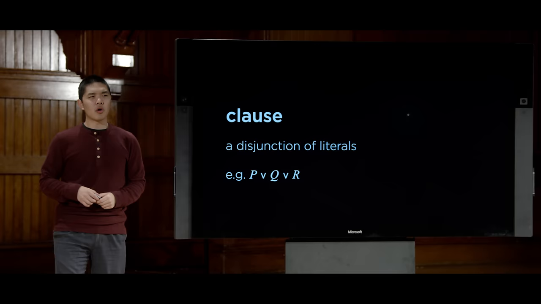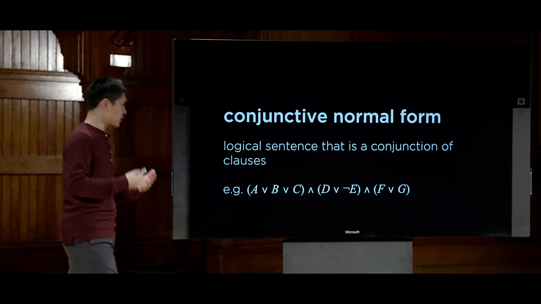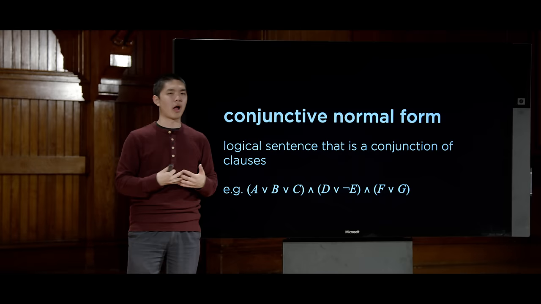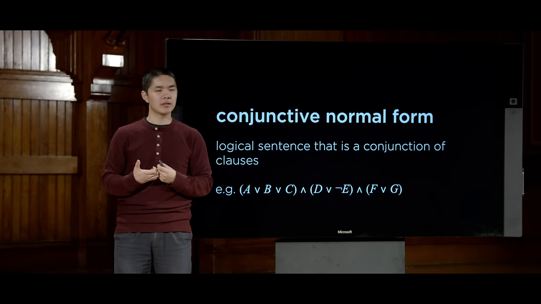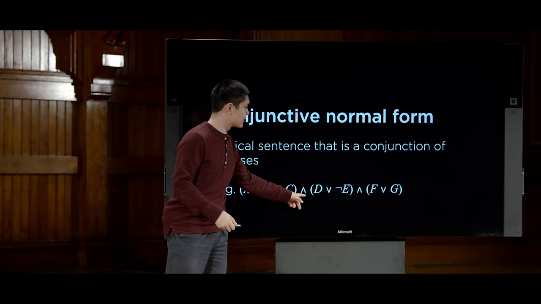Meanwhile, what this gives us is an ability to turn any logical sentence into something called conjunctive normal form. A conjunctive normal form sentence is a logical sentence that is a conjunction of clauses. Recall again, conjunction means things are connected to one another using and. And so a conjunction of clauses means that it is an and of individual clauses, each of which has ors in it. So something like this, A or B or C, and D or not E, and F or G.